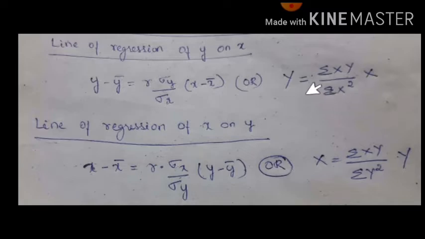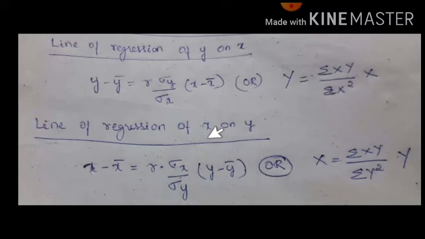While doing a problem, when they ask you to find the correlation coefficient and the lines of regression, you can form a single table. To find the correlation coefficient you are also finding the summation of xy and summation of x square, so the same table you can use to find the lines of regression.